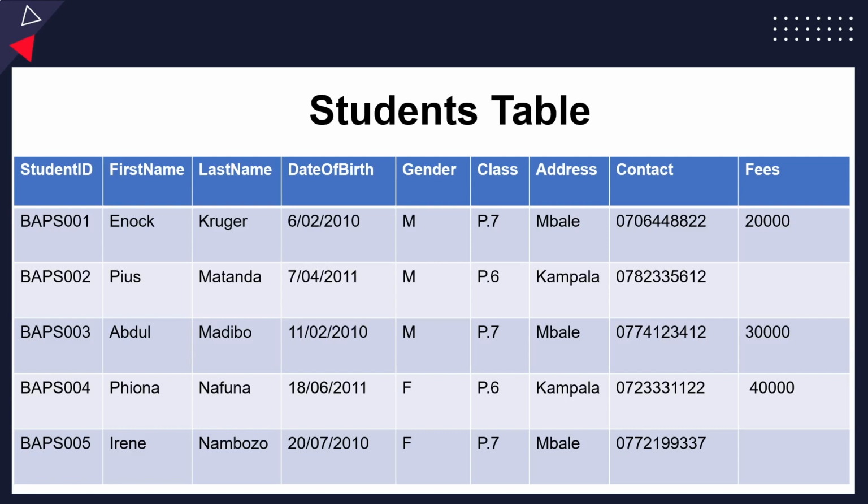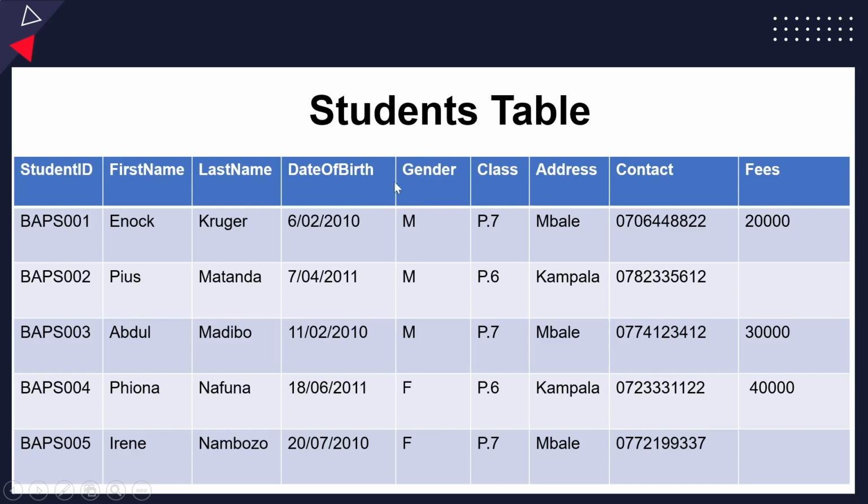In the previous video, we looked at how to create tables. I have a student table here, and in this student table, I have student ID, first name, last name, date of birth, gender, class, address, contact, fees. In the previous discussion, we regarded these as field names. And this table is used to store data, information about students.